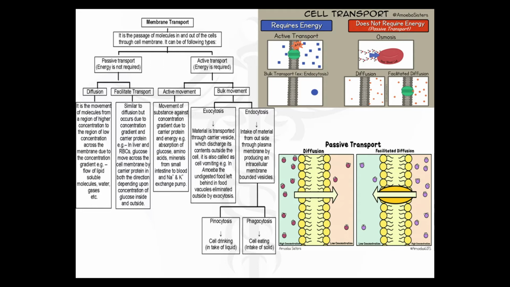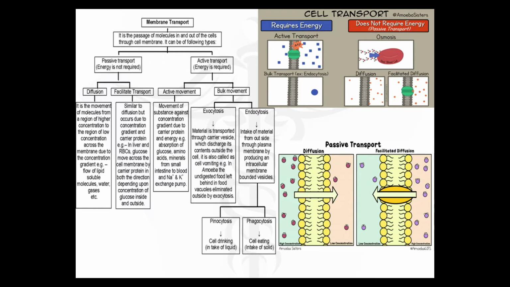Now let's see active transport. This process involves the movement of solute particles in only one direction across the plasma membrane against the concentration gradient, that is, uphill transport, using energy obtained from the hydrolysis of ATP or the energy stored in an ionic concentration gradient. Active transport is further subclassified into active movement or bulk movement. Active movement is movement of substance against the concentration gradient due to carrier protein and energy. For example, absorption of glucose, amino acids, minerals from the small intestine to blood, and the sodium and potassium exchange pump.